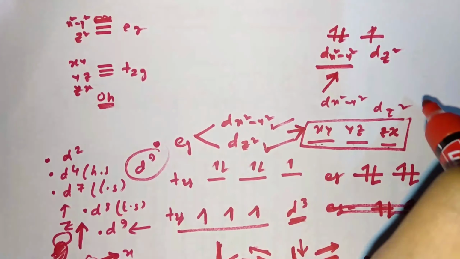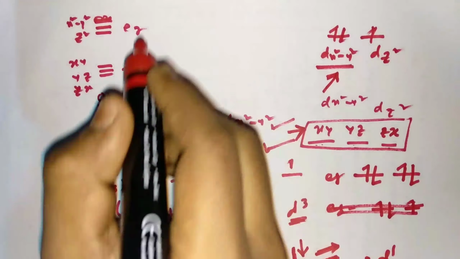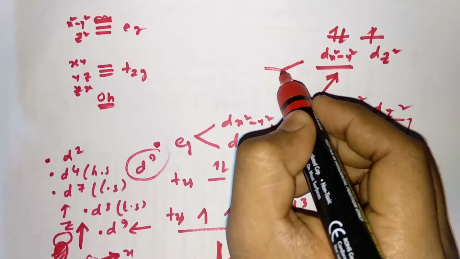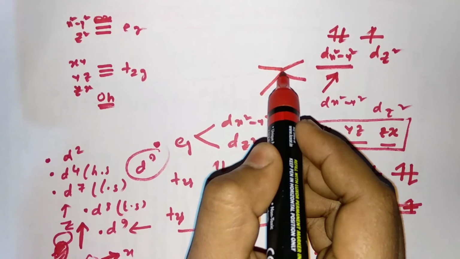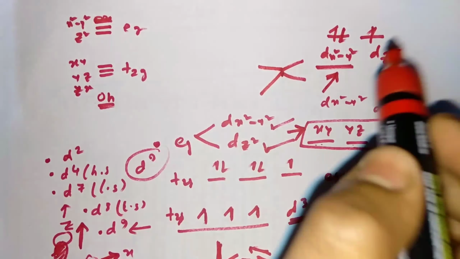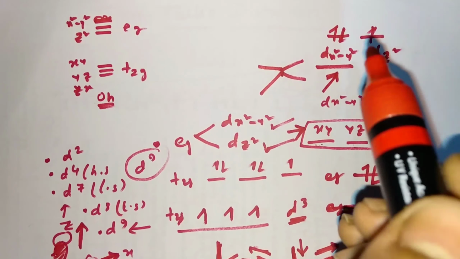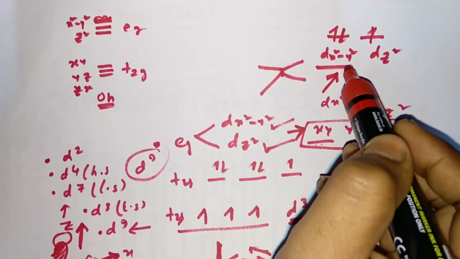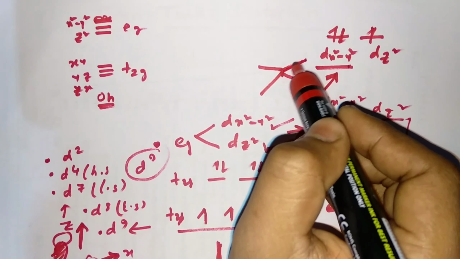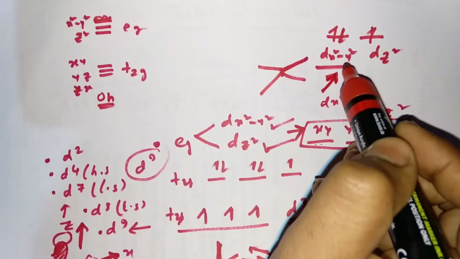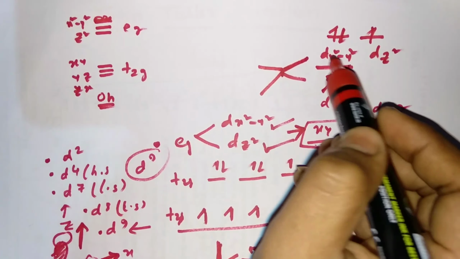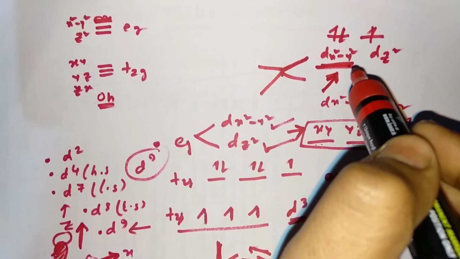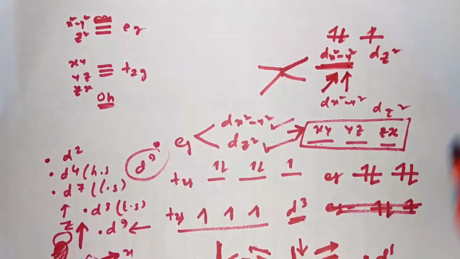And after increment of this bond length, what will happen? Finally, the system will be like this. So if the bond length increases, then finally the system will be stable, and if the system becomes stable, then the energy of the dx square minus y square orbital of course decreases, because after increment of this bond length, the orbital directed towards the ligand, dx square minus y square, of course the energy of the system decreases, because the stability also increases.